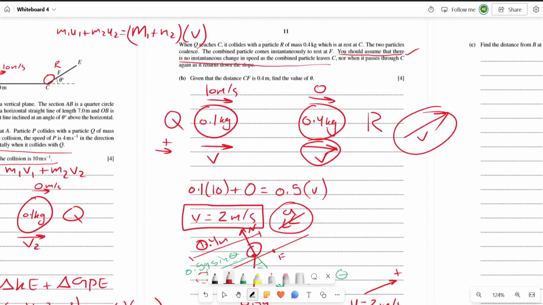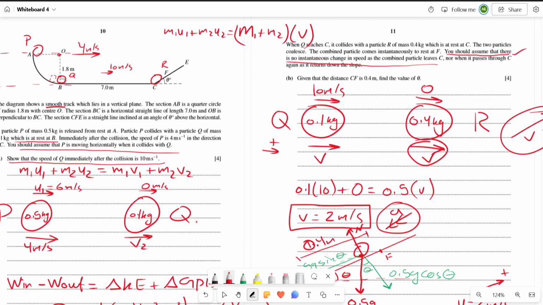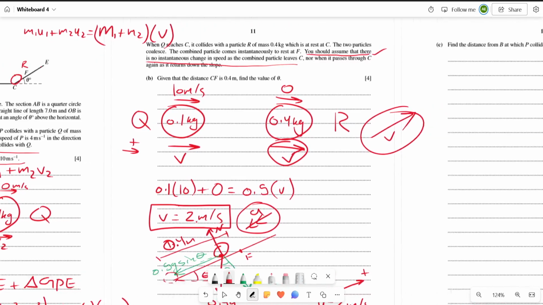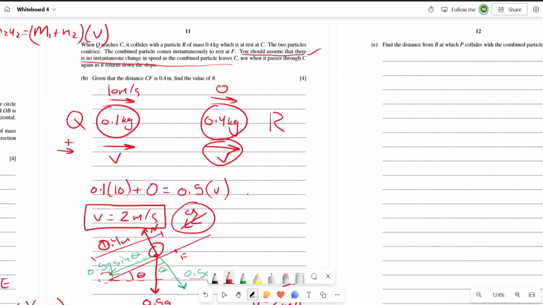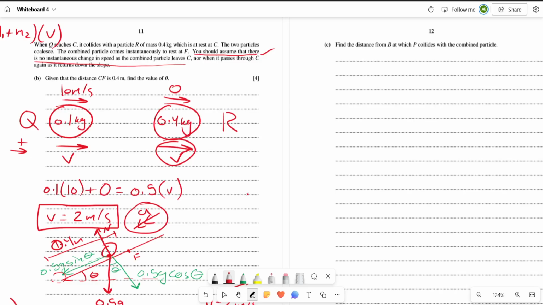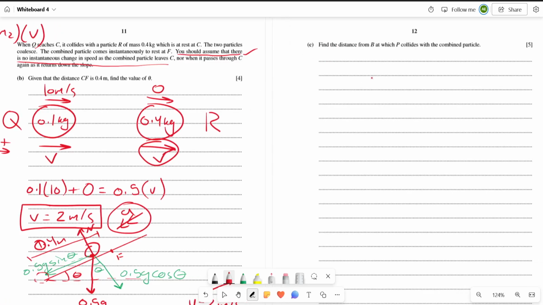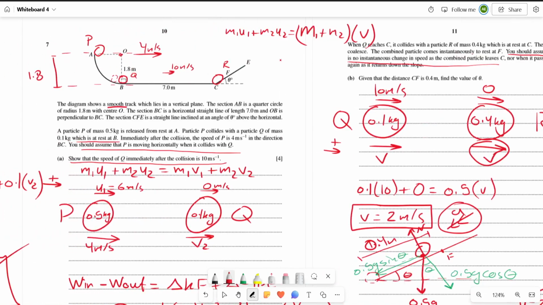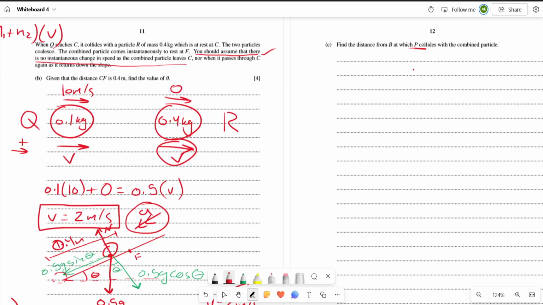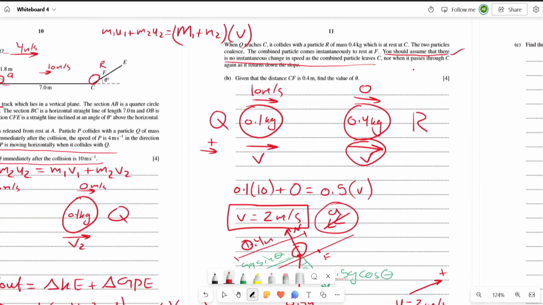The first two questions are medium difficulty, but the hard part lies in this next question, and this idea comes up a lot, so please try to follow through, and if you have any questions, leave them in the comments section down below. Now, the question asks, find the distance from B at which P, the original particle, remember P, this particle, at which P collides with the combined particle. Okay, that's super interesting.